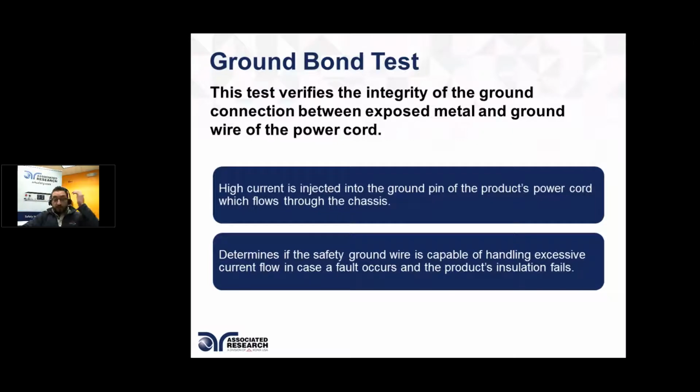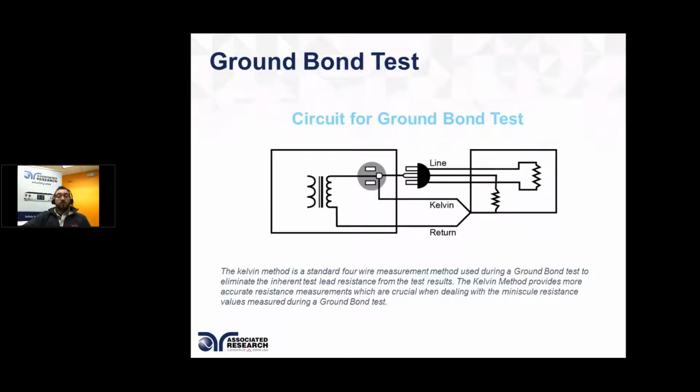So the way this test is performed is, again, high current is injected into the ground pin of the product's power cord, and it flows through the chassis. It determines if the safety ground wire is capable of handling excessive current flow in case a fault occurs and the product's insulation fails. So let's look at the circuit for the ground bond test, and that's what we're going to focus on during this webinar.